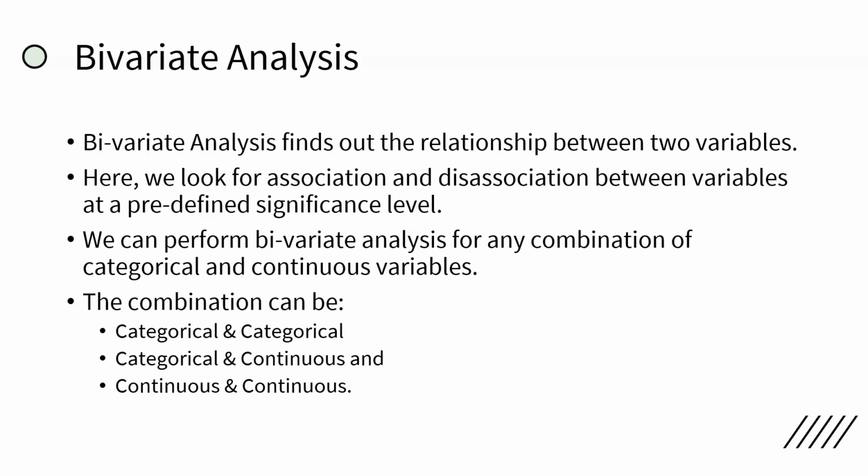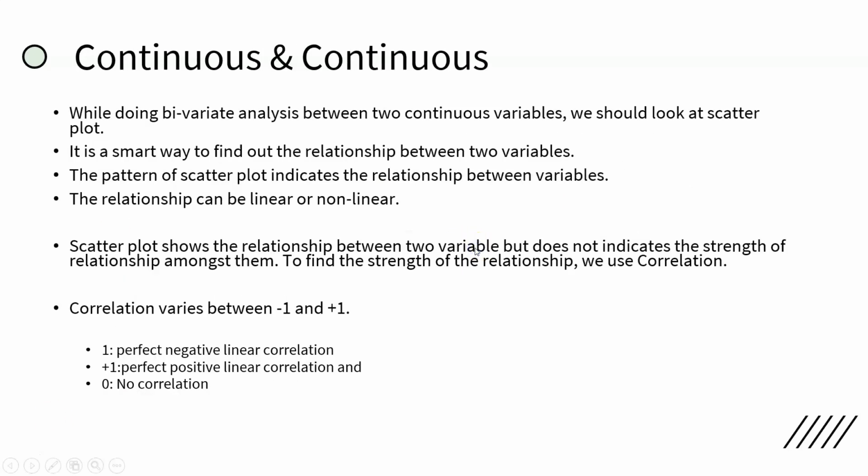Okay, and bivariate analysis can be performed for any kind of combination of variables. That is, one variable could be continuous, another variable could be categorical, right? Both the variables could be categorical, both the variables could be continuous. There are different types of techniques for different types of combinations. We are going to see all of them in this session. Okay, we will first start with the relationship between two continuous variables, that is two numbers, so to speak.